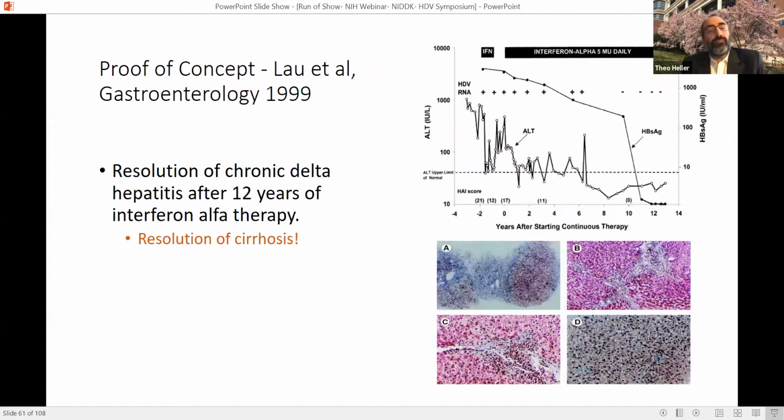Next slide, please. This regression of cirrhosis had already been pointed out and published in 1999 by Terrault and Hoofnagle, where they had a single patient, and the trend and the time course of the patient is shown in the upper panel on the right, who was treated with interferon for 12 years and resolved cirrhosis. And the 4 panels in the bottom go from cirrhosis in A to an essentially normal liver biopsy in D. Next slide, please.